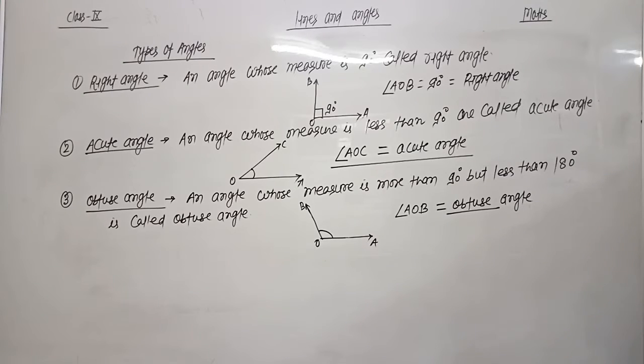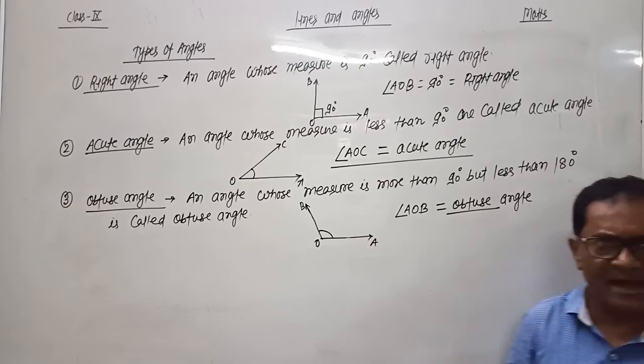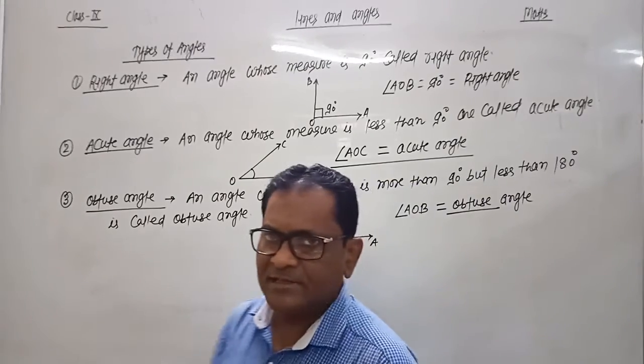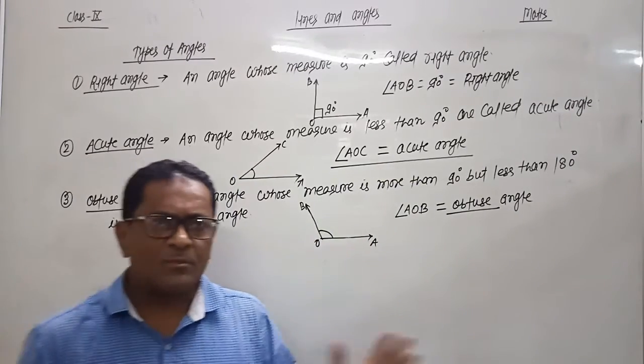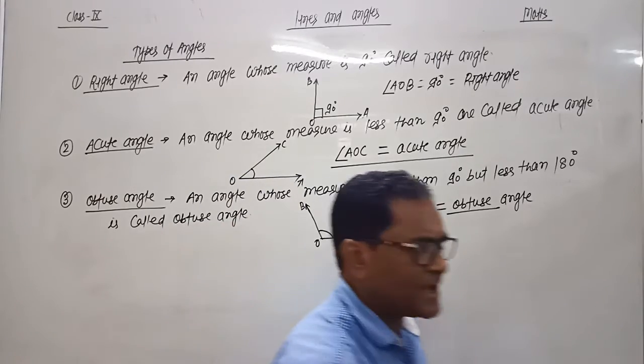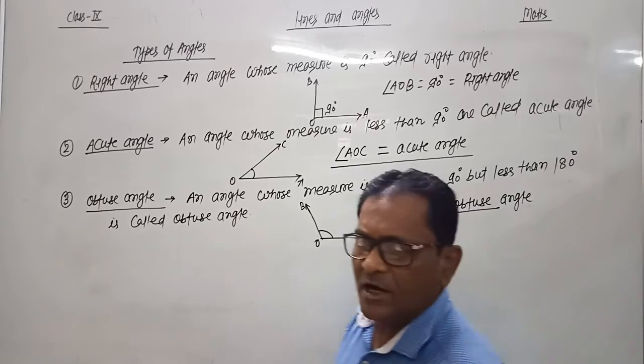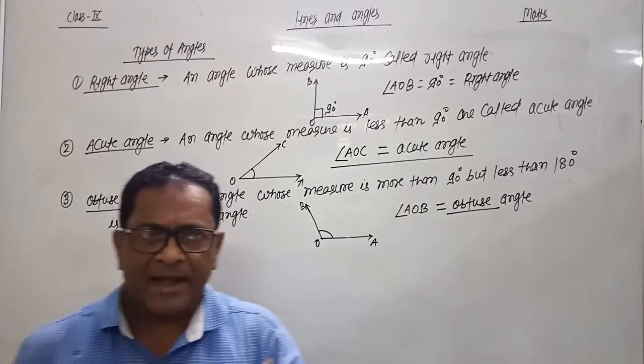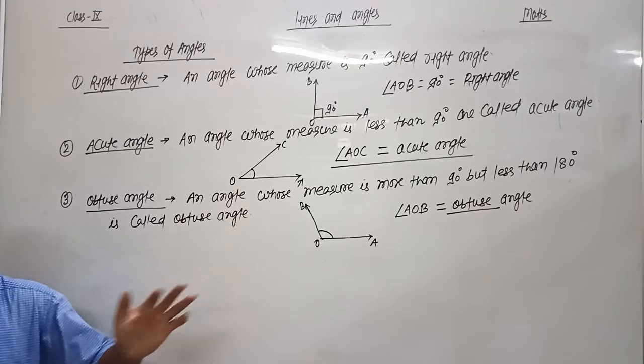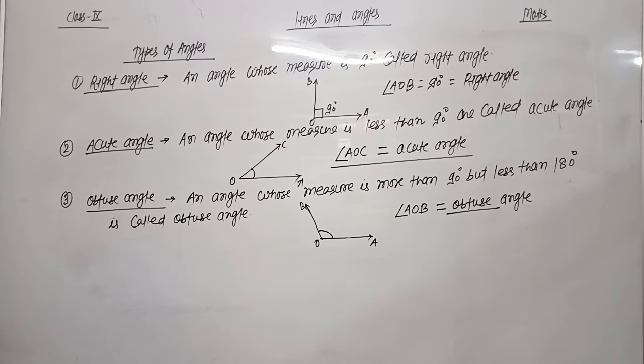The right angle, whose measure is 90 degrees. Then the acute angle, whose measure is less than 90 degrees but more than 0 degrees. And the third, the obtuse angle, whose measure is more than 90 degrees but less than 180 degrees. An angle between 90 and 180 degrees is called an obtuse angle.